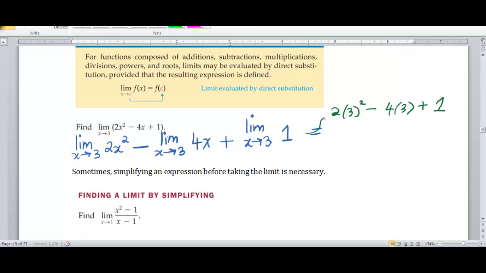So then that is equal to 3 squared is 9 times 2 is 18 minus 12 plus 1, which gives me what? 6 plus 1, 7. So my answer is 7. So as x approaches 3, this function approaches 7.